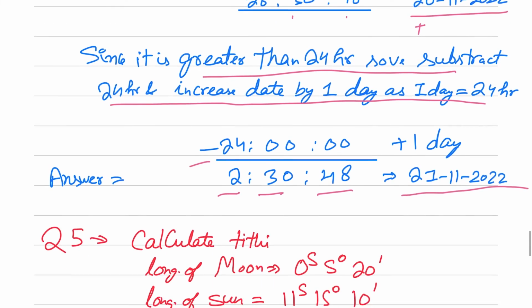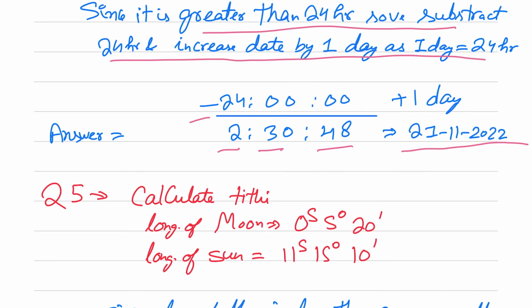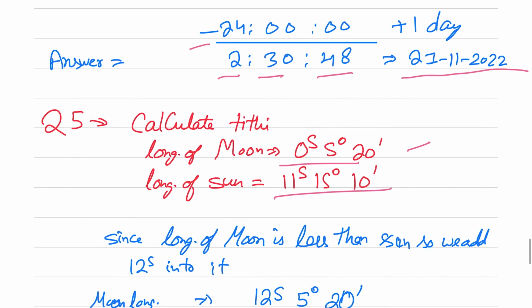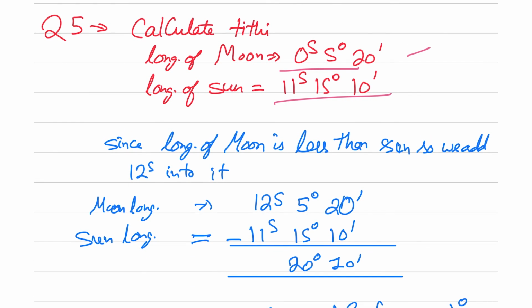So now let's take one more question, which is to calculate the tithi. For calculation of tithi, as covered in my previous video, we need to subtract the longitude of the sun from the longitude of the moon, and if the longitude of the moon is less than the sun, then we add 12 signs to it. So here it is the case: the longitude of the sun is at 11 signs and the longitude of the moon is at 0 signs. So we add 12 signs to the moon, it becomes 12 signs 5 degrees and 20 arc minutes, and the sun's longitude is 11 signs 15 degrees and 10 arc minutes.